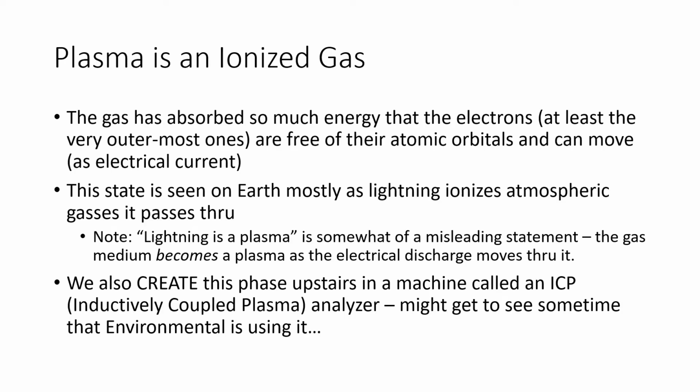So now once they're stripped off like that and the electrons become free to move around, that's what we know as that electrical current. It's a little bit misleading to say that lightning isn't plasma. Technically, the lightning creates the plasma moving through the gas, heating it up so much. And actually, when we get it running again, we have upstairs in the chemistry building the ICP, inductively coupled plasma analyzer, and we actually use a plasma in that to analyze elements in a random sample that we might take from the environment.